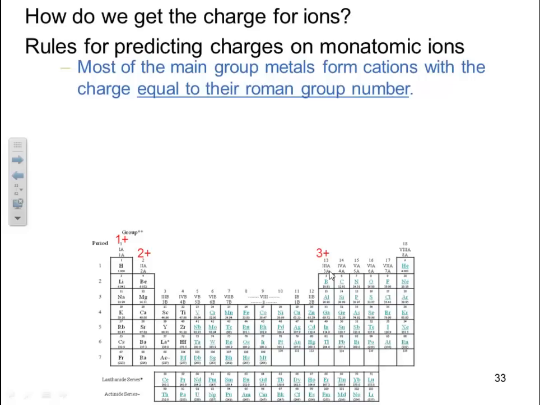Roman numeral 3, 3+. Roman numeral 4, 4+. What's going on here is a transfer of electrons. What it's doing is trying to get to an octet where it has 8 electrons around its valence shell. So it's easier for them to lose electrons to get to that arrangement than it is to gain.